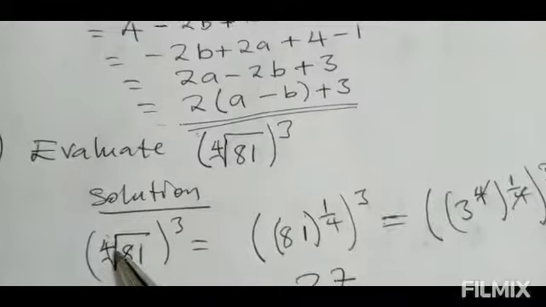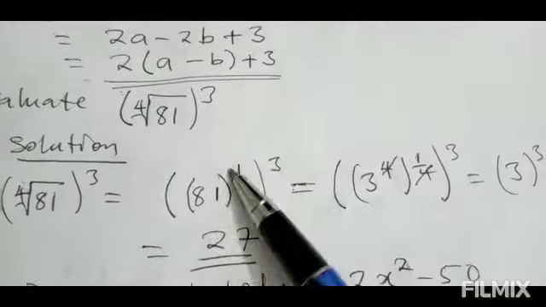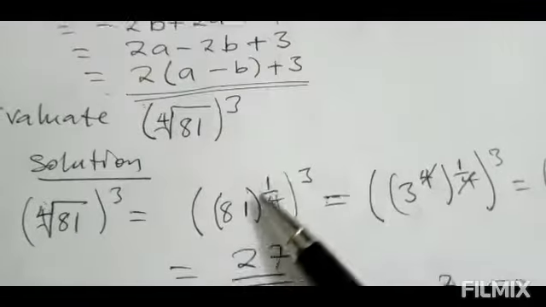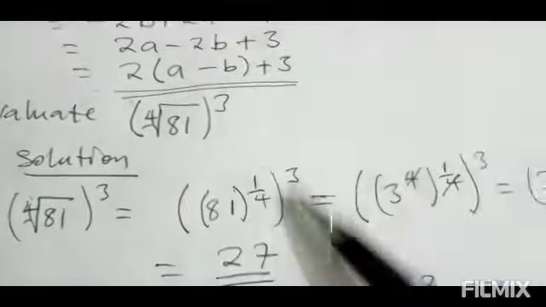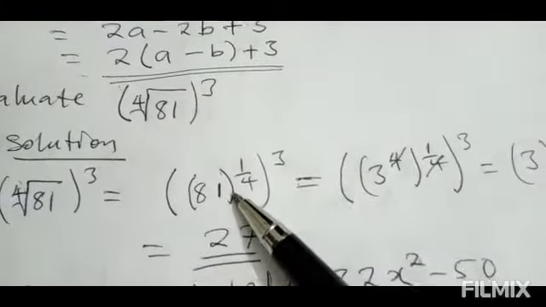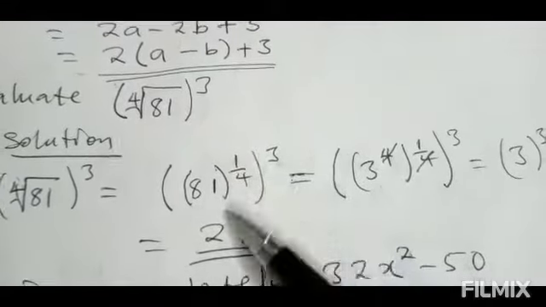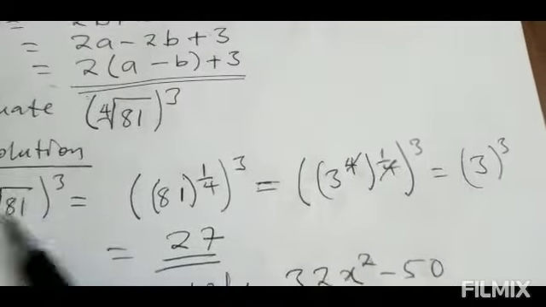Then evaluate the fourth root of 81 power 3. Okay, the fourth root of 81 power 3. So 81 to the power 1 over 4. Fourth root means power 1 over 4. Square root means power 1 over 2. Cube root means power 1 over 3. So the fourth root of 81 is 81 power 1 over 4. Then brackets power 3. Notice I'm only dealing with what is in the brackets first.